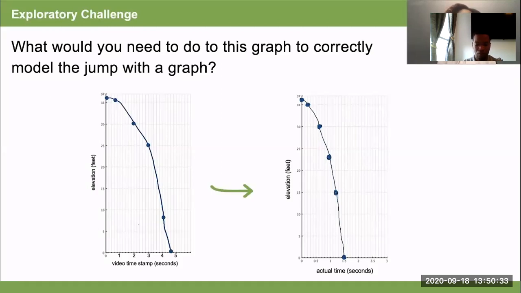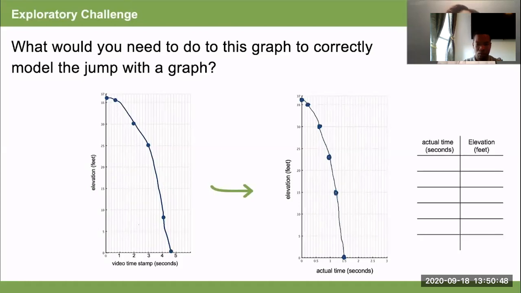Take time to go and rewatch the video of the jumper's actual fall. As you're watching this video, pause the video so that you can record the jumper's elevation over actual time. I've created a table here, and your table will look similar to my table. I have noted that at 0 seconds, the jumper's elevation was 36 feet, the same as it was in our original graph. However, I paused the video at 33 hundredths of a second, and I noted that the jumper's elevation was 35 feet.